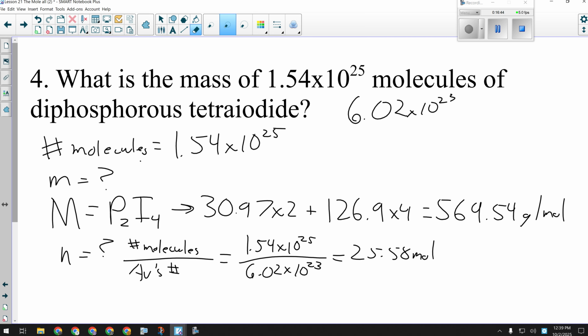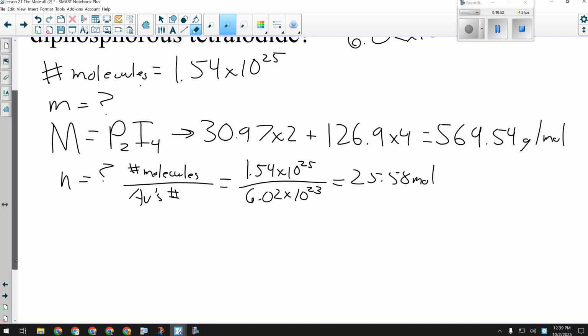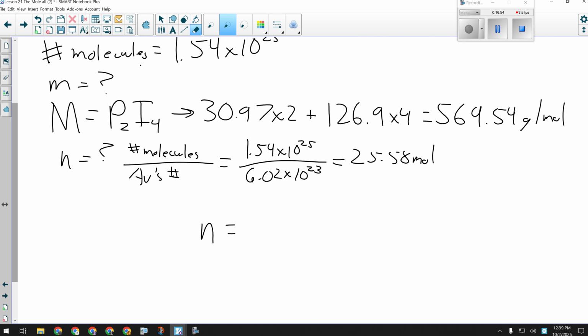Okay, now that I have N and big M, can I calculate mass? Okay, but do I have to manipulate the mole equation? I do. That's why this is a 5-mark question, right? You actually have to do some algebra in this one. So N equals little m over big M. To get little m, I would multiply both sides by big M. Okay, now I'm solving for little m.